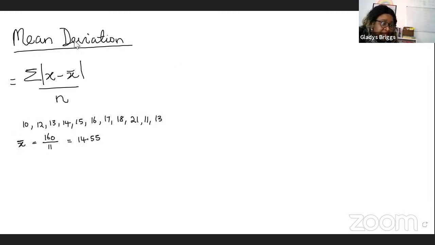So now you can make a little table. You can make a table of x, and of course you know what x bar means, and then you can take the absolute value of x minus x bar. Okay, so this means absolute. It means if your answer is negative, you make it positive. Okay, so we're going to have a look at how that works now.